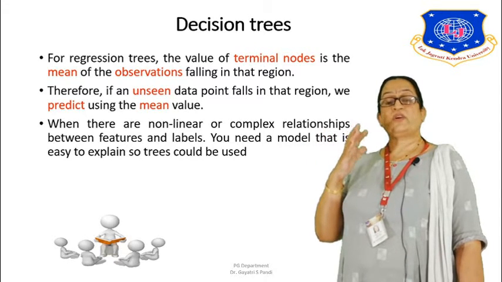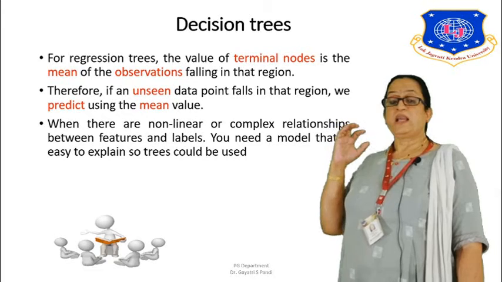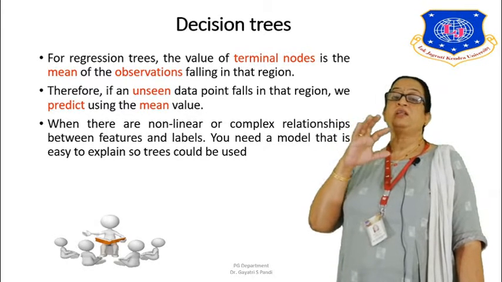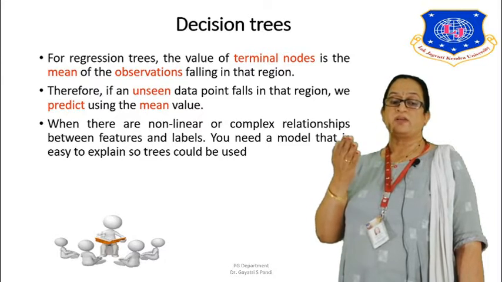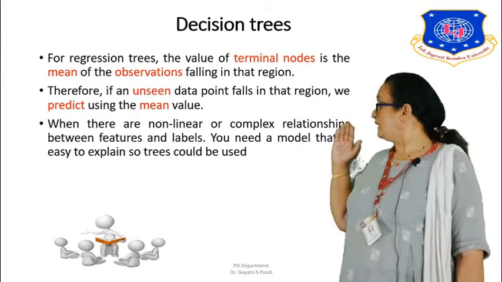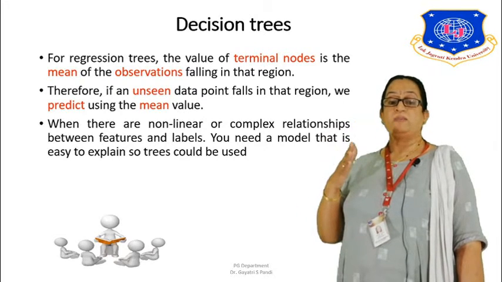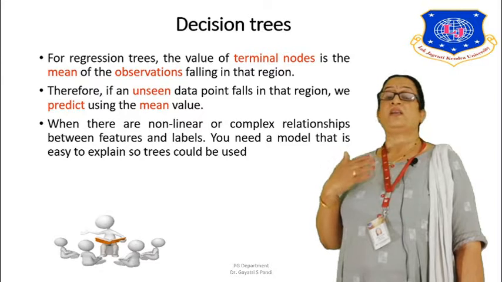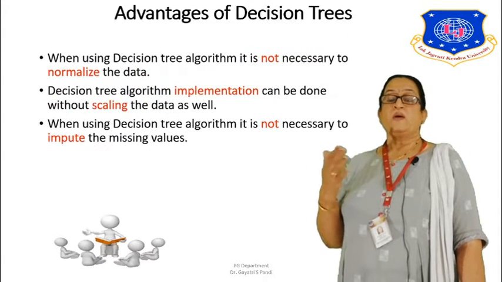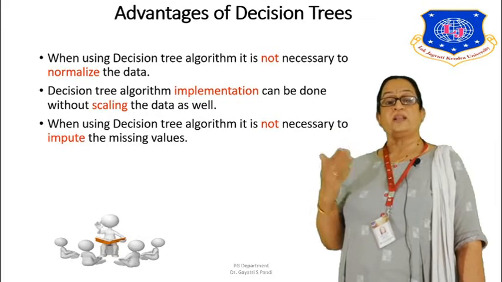So if there is any unseen point that falls in that region, it is predicted using the mean values seen in the previous observations. Whenever there is a non-linear or complex relationship between features and labels, you need a model that is very easy to understand. That is where a tree could be used. Now, as we have seen the fundamentals of decision trees, let us see the advantages of the decision tree.